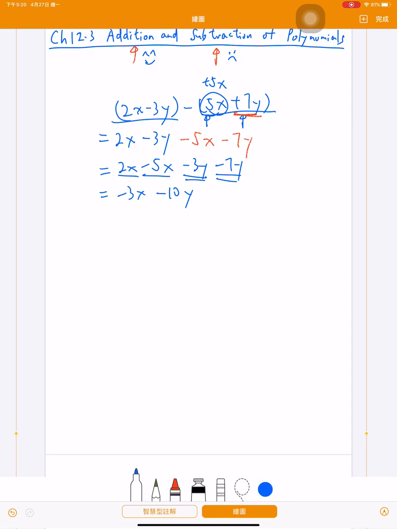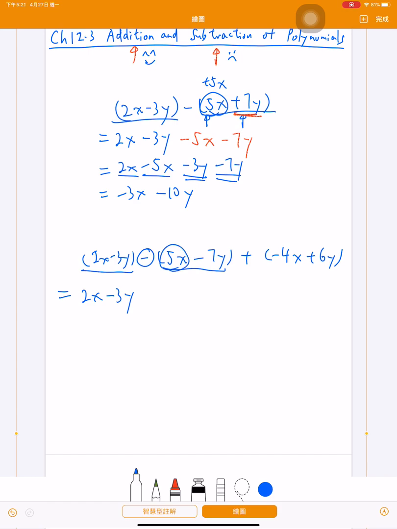For example, 2x minus 3y minus 5x minus 7y, and then plus 4x minus 6y, negative 4x plus 6y. Okay, this time you can see we have 3 brackets here, 1, 2, and 3. And inside the brackets we have 2 terms inside this one. For the first one, just copy it, remove the brackets directly. For the second one, because this is a minus, so change all the signs.